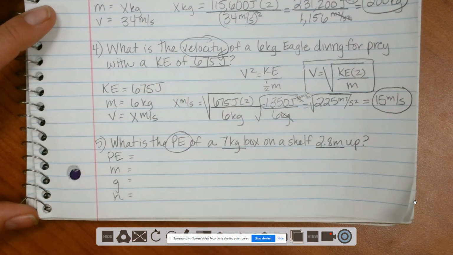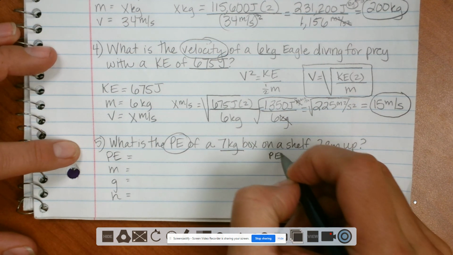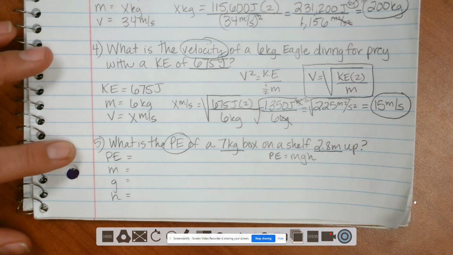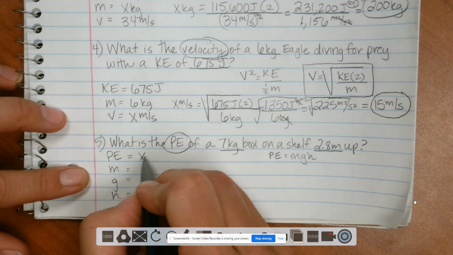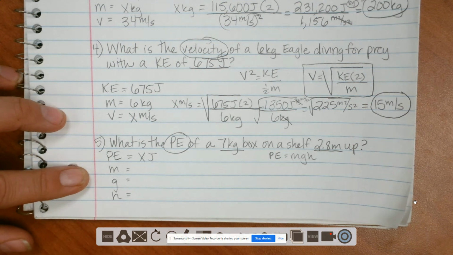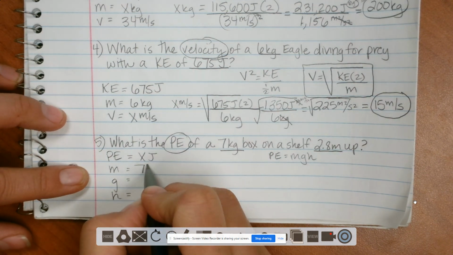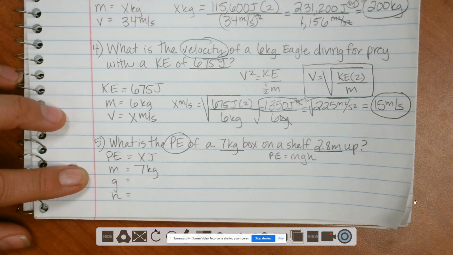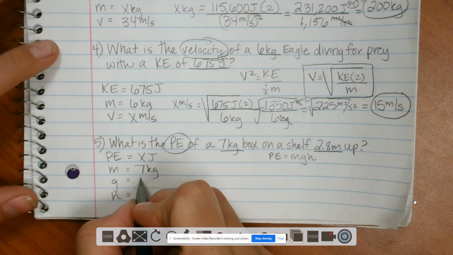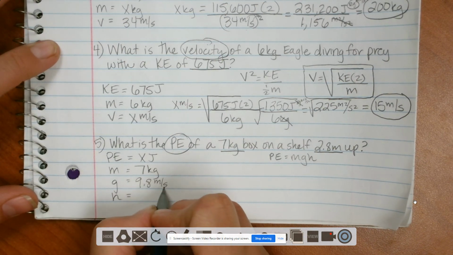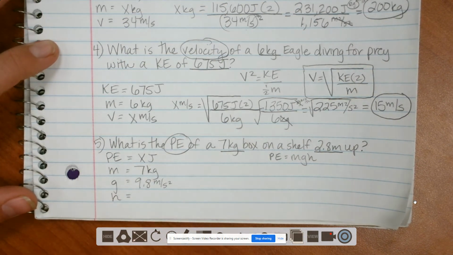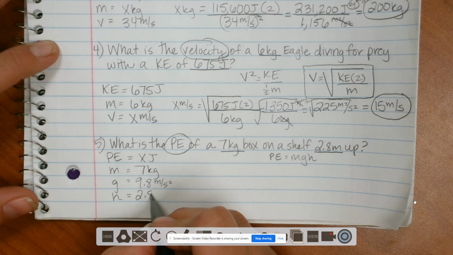Okay, so I'm going to write that down to remember. PE equals m, g, and h. My potential energy is what I'm looking for, so that's going to be x joules. My mass is given to me at 7 kilograms. My gravity is not given to me, but I know it, 9.8 meters per second squared. And my height is 2.8 meters up.